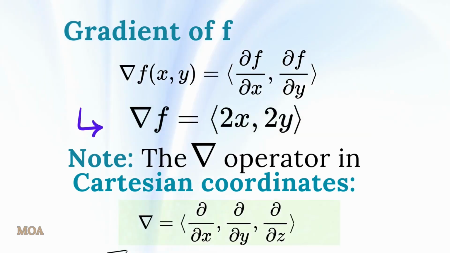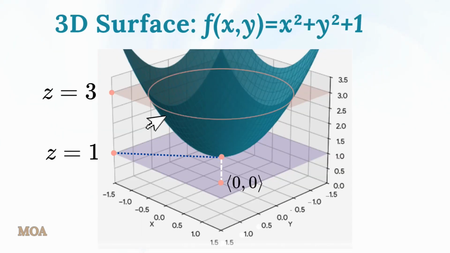2y. Furthermore, the nabla operator in Cartesian coordinates is given by the partial derivative with respect to x, the partial derivative with respect to y, and the partial derivative with respect to z. What next? To visualize the surface configuration of the function f in 3D, Figure 1 shows obviously that this surface has the form of an upward-oriented paraboloid, or bowl.